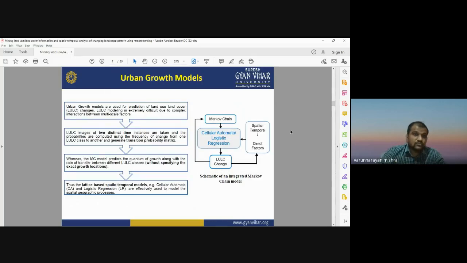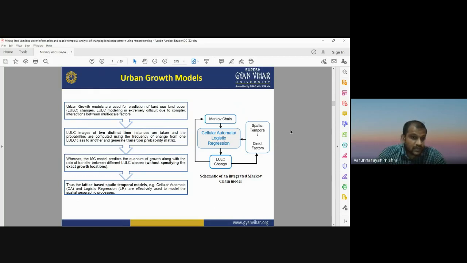Urban growth models are used for the prediction of land use land cover changes. Whatever the changes in land use land cover, the urban growth is directly or indirectly affected by the changes in land use land cover. So when we are talking about urban growth models, they are mostly used for the prediction of land use land cover change. And land use land cover modeling is extremely difficult due to complex interaction between multi-scale factors, because several factors are interacting with each other. So there may be complexities between different factors, different driving factors, different variables at different scales.